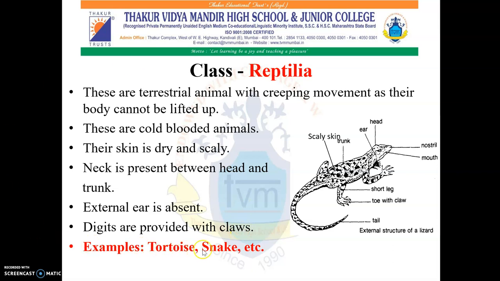Example, tortoise, snake, etc. Picture shows the external structure of a lizard with various organs like head, ear, nostril, mouth. This is the short leg. These toes you can see they are with claws, tail, trunk, and they have a scaly skin.